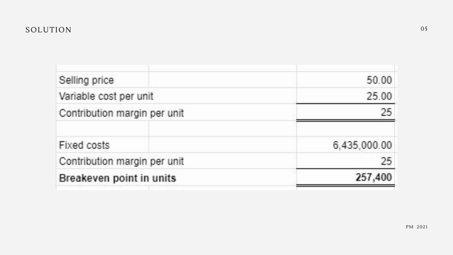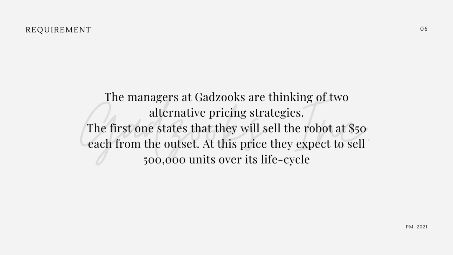Now next is the contribution margin per unit, which will be one of the keys to getting the break-even point in units that we are looking for. So here, we just have to subtract the variable cost per unit of $25 from the selling price of $50 per unit. Now, upon getting both the total fixed costs and contribution margin per unit, we will be able to compute the break-even point in units. By dividing $6,435,000 by 25, we will get a $257,400 break-even point.